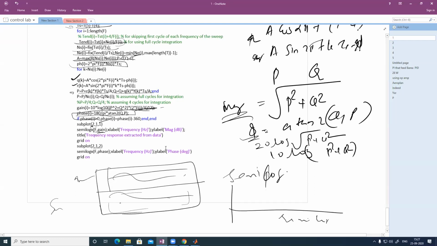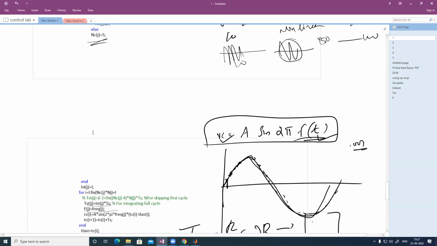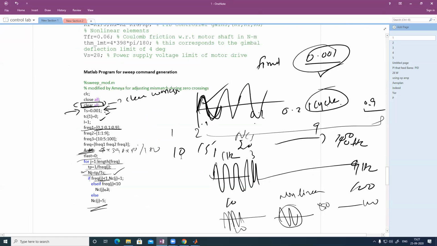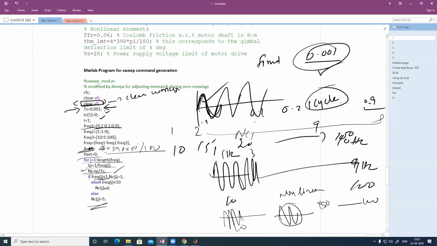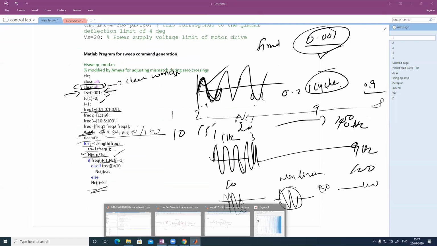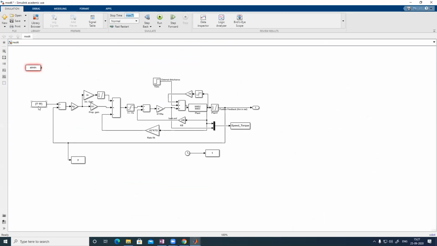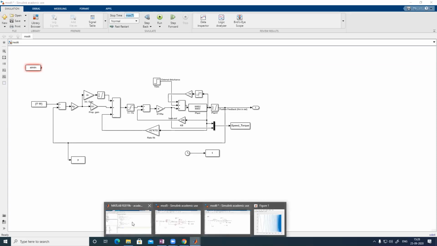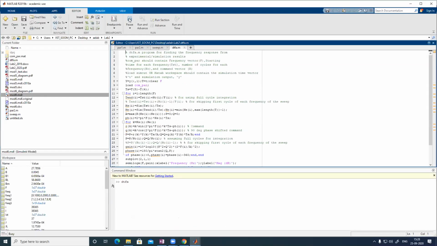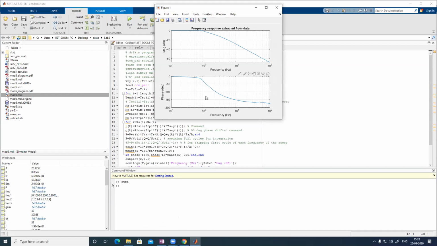So you are giving a sine wave of this amplitude. First you have to run seep.m, then the parameter file, then run the model file by applying t dash and r dash, and the fixed step size is 0.001 in the configuration parameters. Once everything is done, y and t will be obtained. Then you run the DTFA, and you will get the frequency response for the system.